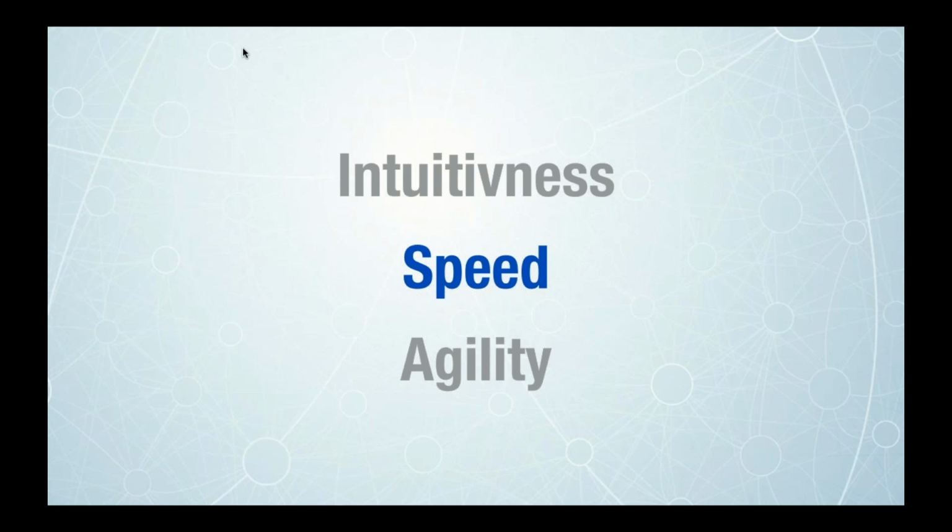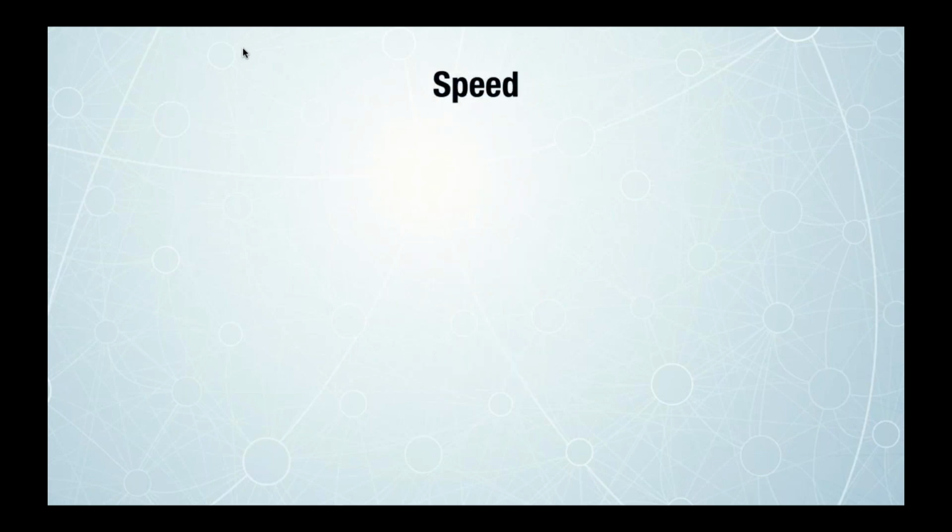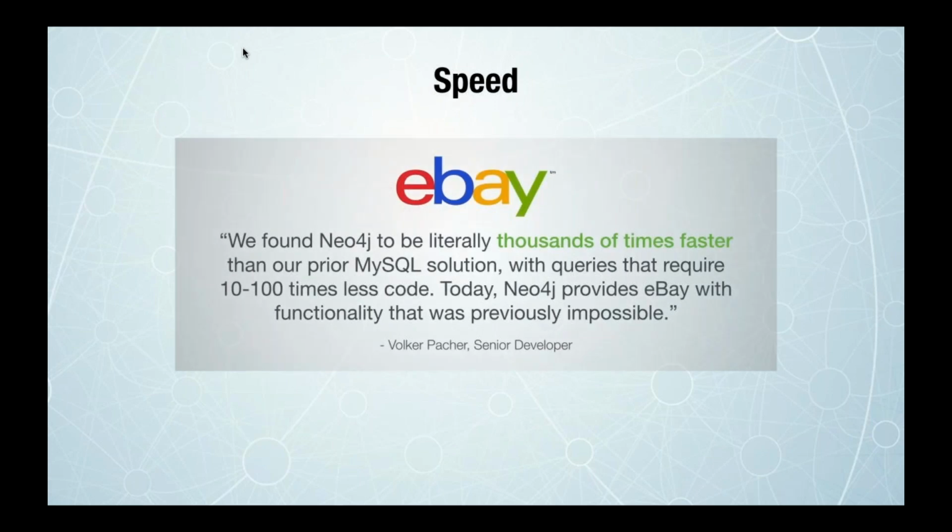And we're going to start to talk about what that means here soon. But a native graph database is about performance. And this is what a lot of our customers originally come to Neo4j for, is speed. eBay has a great quote here from Volker, who says that we found Neo4j to be literally thousands of times faster than their previous MySQL solution, with queries that require 10 to 100 times less code.